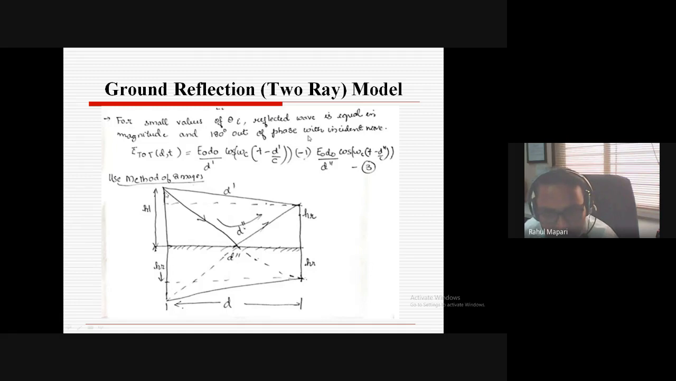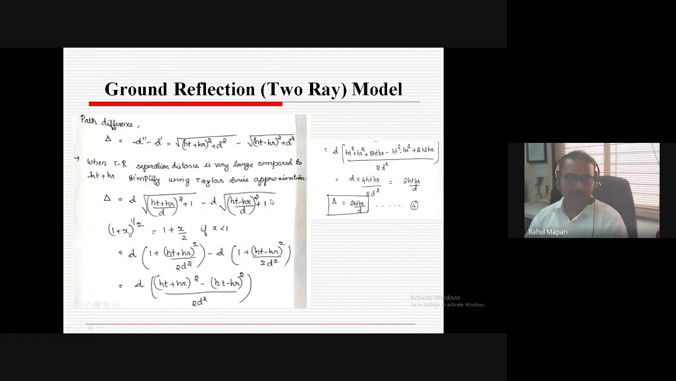Now, the total height is HT. And this height, if we draw a correct ground reflection drawing, then this height at the dot to this height is HR. Right? From this to this, this height is HR and the total height is HT. Therefore, the remaining height is nothing but HT minus HR. So this height is HT minus HR. This distance is D. So we can easily calculate D dash.